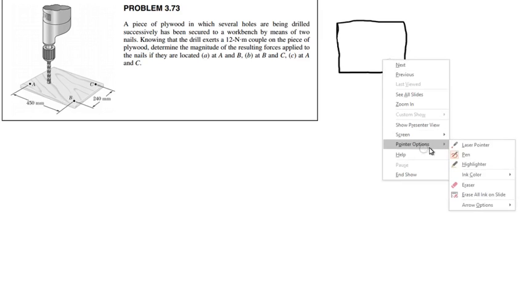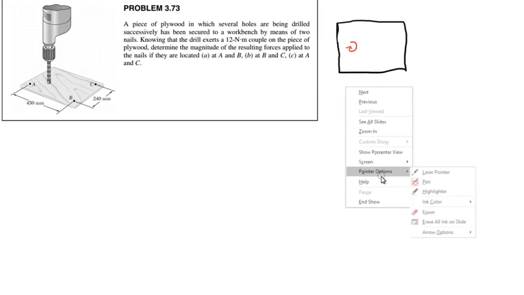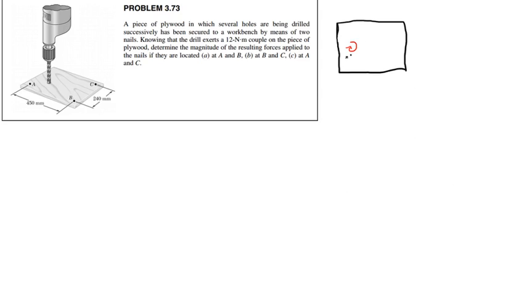So the way I'm going to draw this, I'm going to have a couple here, which is an arbitrary couple, and then there'll be points A, B, and C. So let's consider the first case, where we have the couple and this piece of board is secured at A and B.